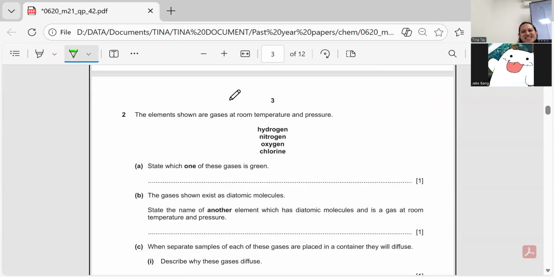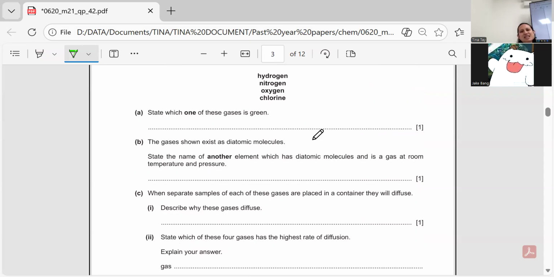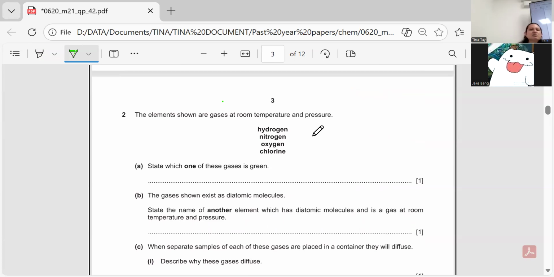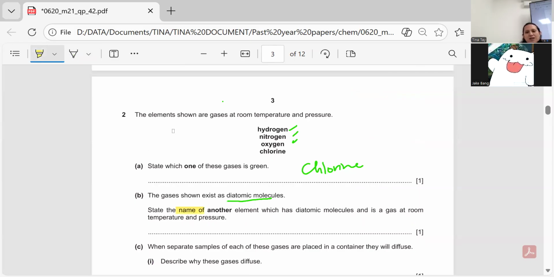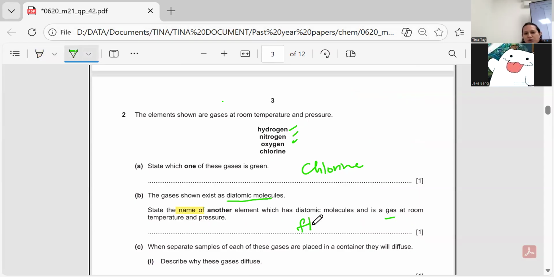The element shows gases at room temperature and pressure. Which one of these gases is green? If you don't know this, we sit down and cry. Fluorine. Hydrogen, nitrogen, oxygen are all colorless. You all know this, right? These gases are diatomic. State another element. Name, the question says name. You must write the name of the element which is diatomic and a gas. You must put fluorine. You cannot put bromine. Why? Because bromine is not a gas.